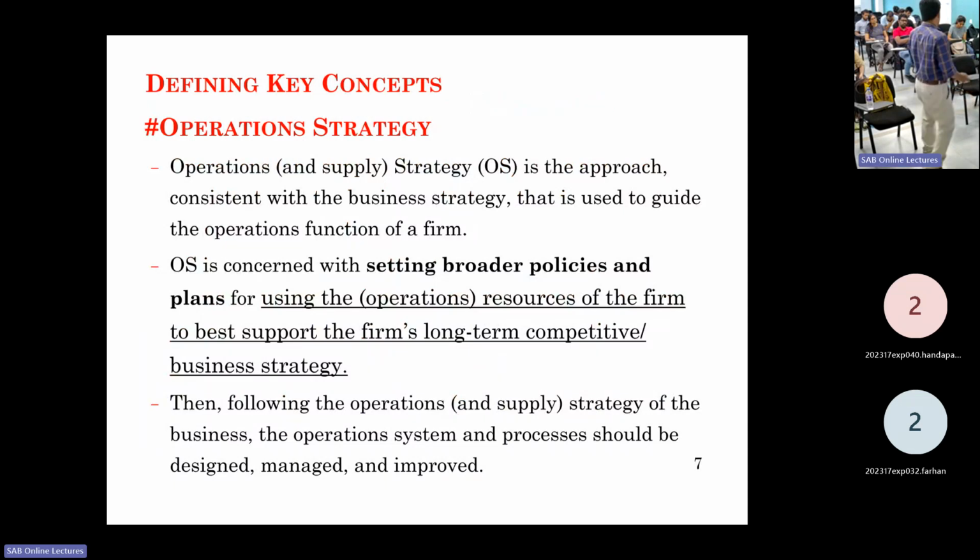Slide number 7 gives you one precise statement here. Sometimes, not only operations strategy, we talk about the supply strategy as well together. So in some textbooks, it goes as operations and supply strategy. How can we define it? Operations strategy is the approach, consistent with the business strategy, that is used to guide the operations function of a firm in the long run.